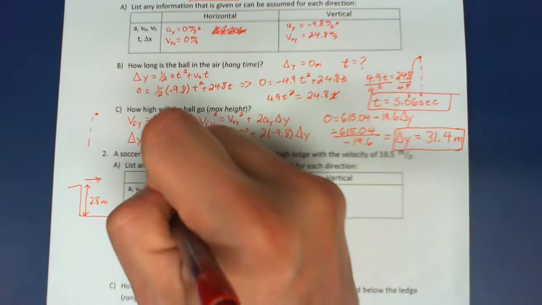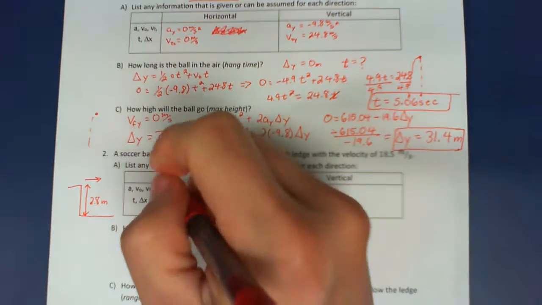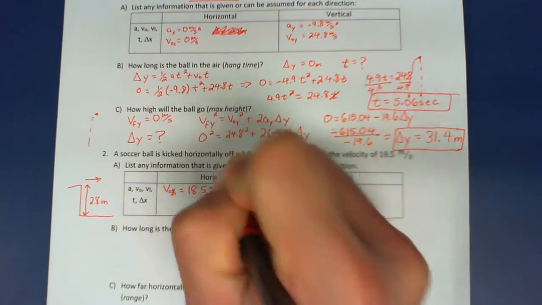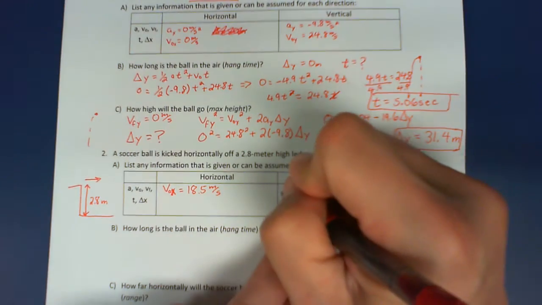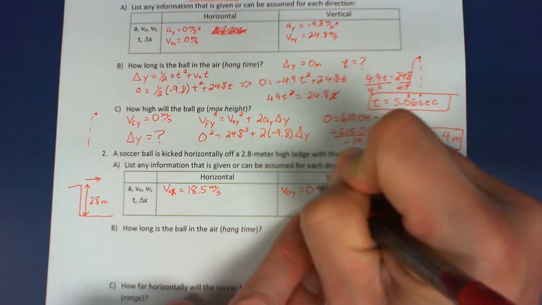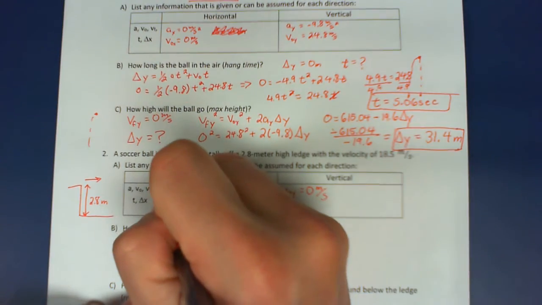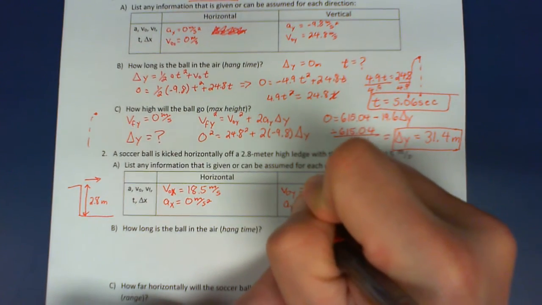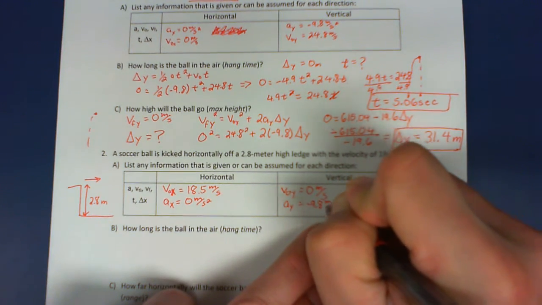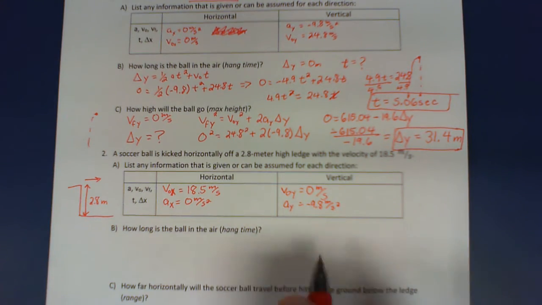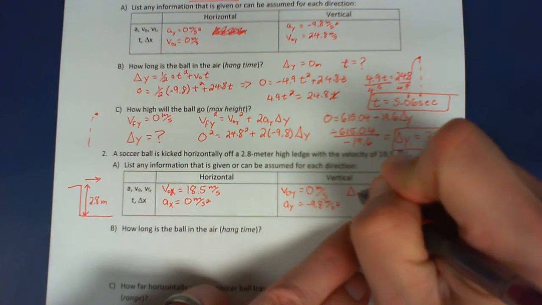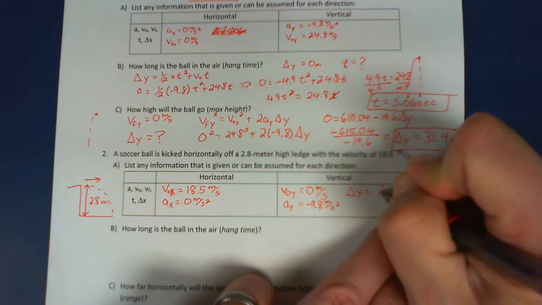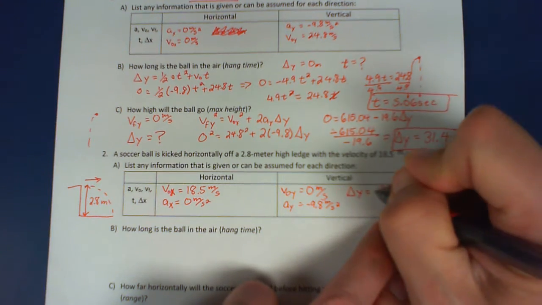So we know the horizontal velocity, the initial velocity in the x direction is 18.5 meters per second. Now, since it's kicked horizontally, that means in the y direction, the initial velocity is going to be 0. We also know that the acceleration in the x direction is always going to be 0. And the acceleration in the y direction is going to be negative 9.8 meters per second squared. We know that the displacement in the vertical direction, as it comes down to the ground, is going to be 2.8, but it's downward, so it's going to be negative 2.8.